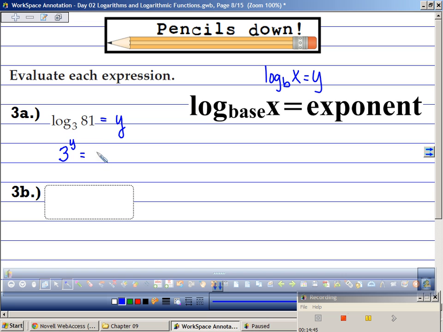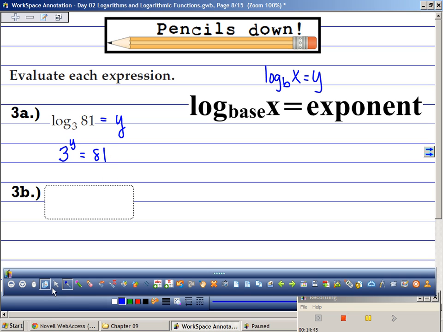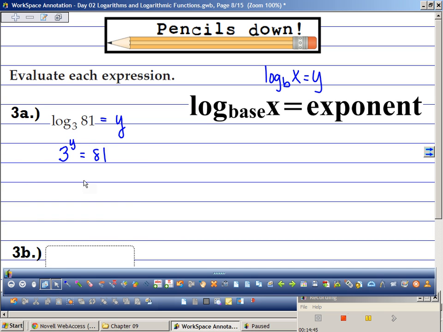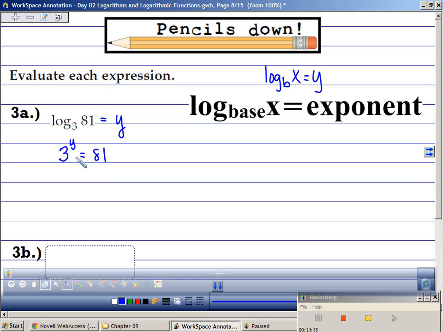So what can I write here for my exponent? 3 to the y equals 81. Do you see where this is going? And then you figure out what the y would be. I'm going to do this a little bit differently than I did yesterday. Yesterday we just talked about 3 to the what makes 81, right? Well, let's just talk about if you didn't know. You have absolutely no idea and you don't have a calculator to use. You're not screwed. Let's talk about what you do know, Evan.